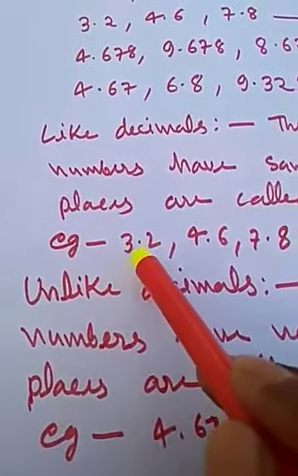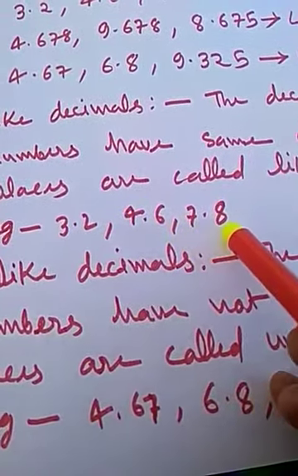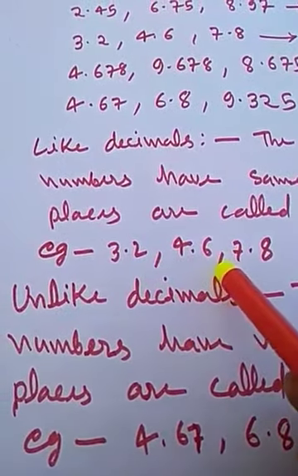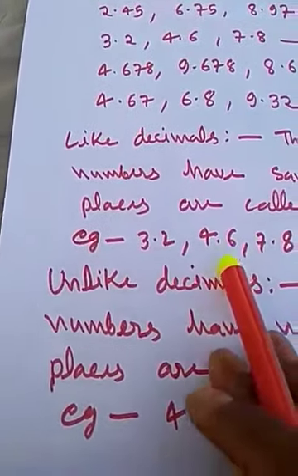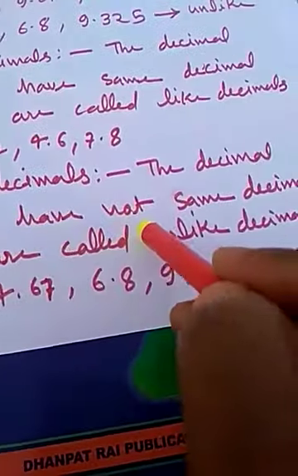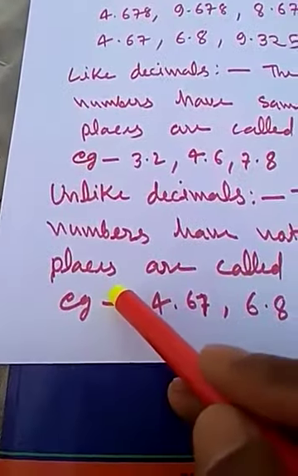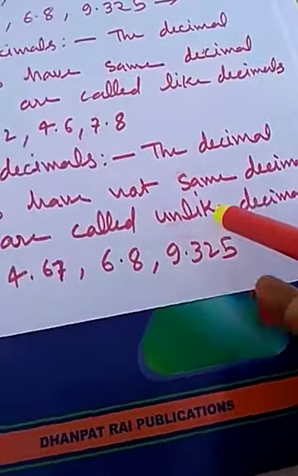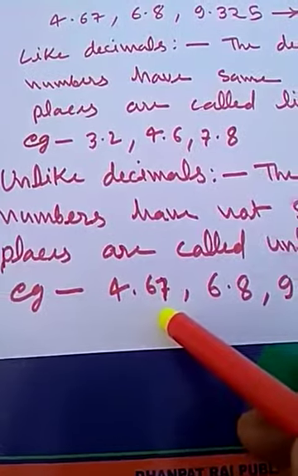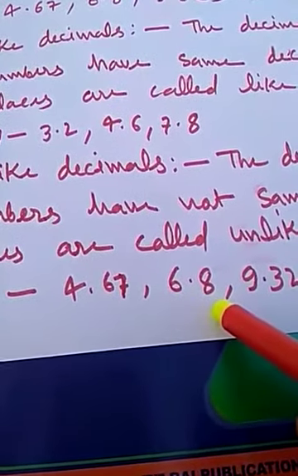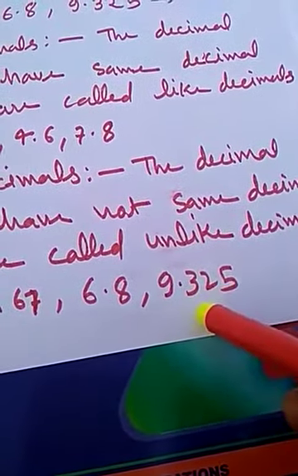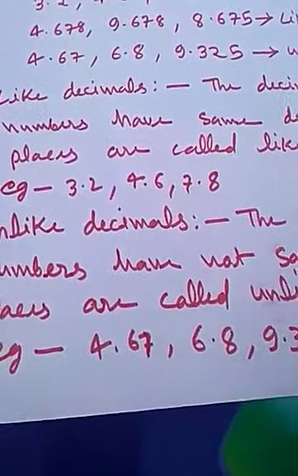Here examples: 3.2, 4.6, 7.8. All the decimal numbers have one decimal place, so they are called like decimals. Now next is unlike decimals. The decimal numbers that do not have the same decimal places are called unlike decimals. Example: 4.67, here this number has two decimal places, 6.8, here is one decimal place, 9.325, here are three decimal places. So they are unlike decimals.